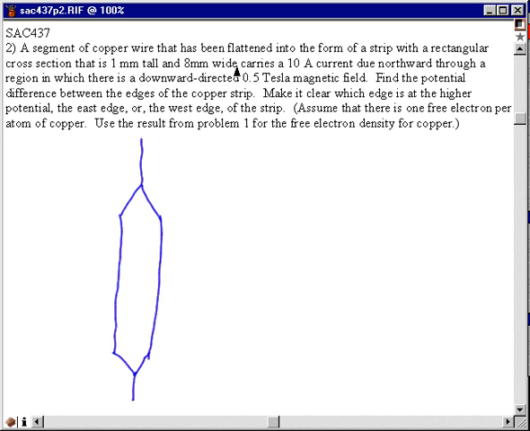Got some current flowing in it. I want to find the directions northward. So I'll label this north, south, east, and west. The current is in this direction. The width of this strip is 8 millimeters.